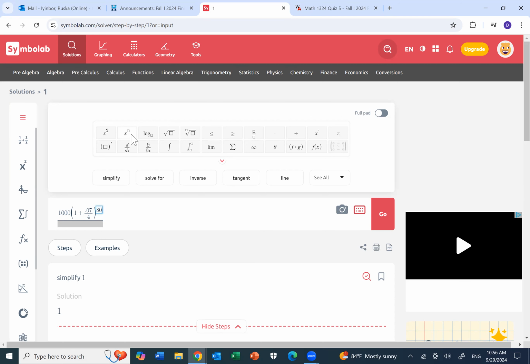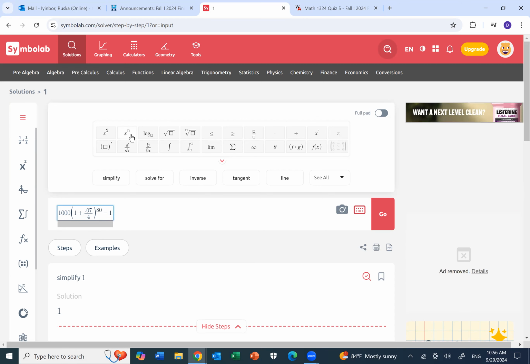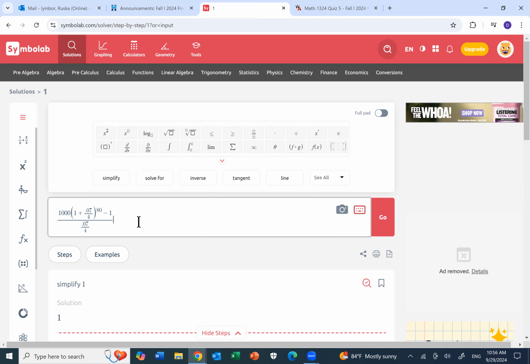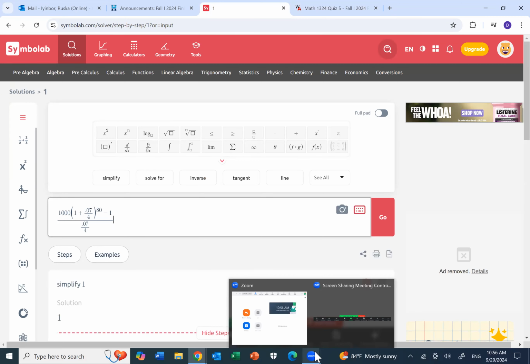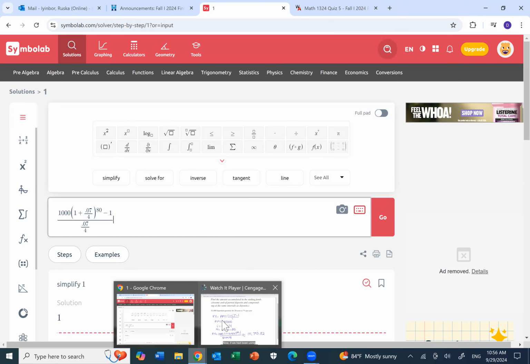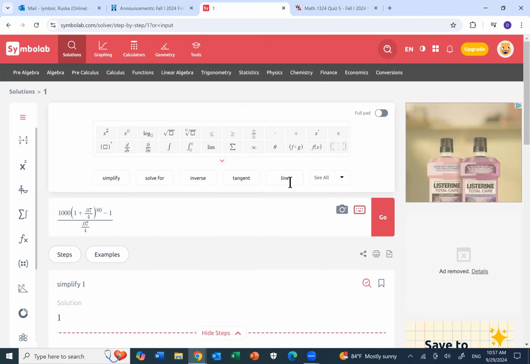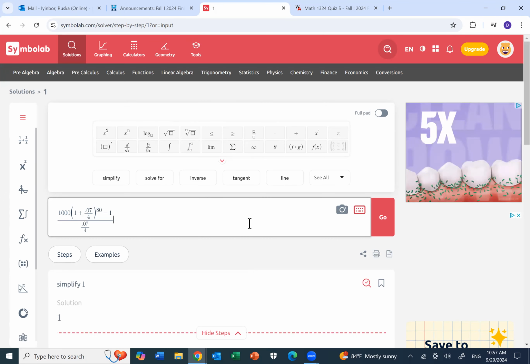Another important thing: after you put 8, you have to go down out of the exponent and put minus 1. It's on the bottom, not in the exponent. And then in the denominator of the fraction, you have 0.07 divided by 4. When you do it in SymbolLab, it looks exactly how we had it here. So you can compare, this is the video: 1,000, 1 plus 0.07 over 4, exponent 80, minus 1 is down, be careful with that, over this.